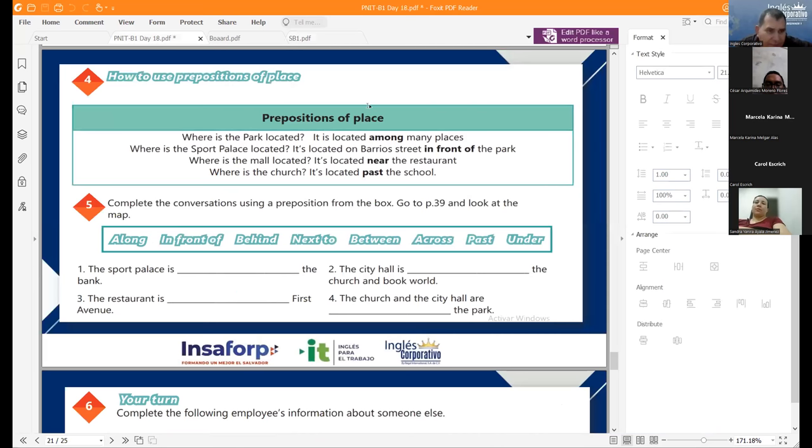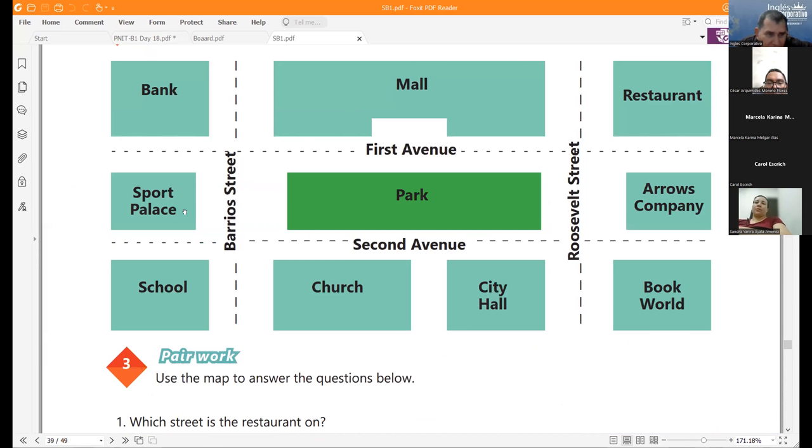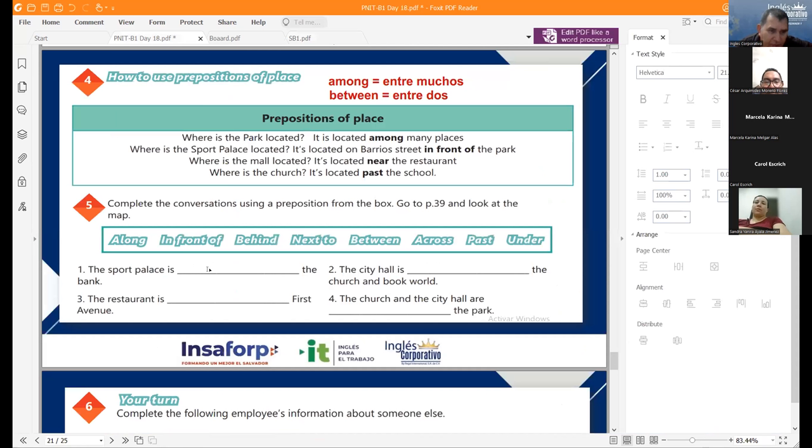So we have to say the Sport Palace is the bank. The Sport Palace is across from the bank. Across from, right? They want you to use in front of. Bueno, pongámosle así porque así lo han diseñado. Pero no es correcto. Pero para que ustedes saquen 10, tiene que ser así. Ok. Pongámosle in front of the bank.